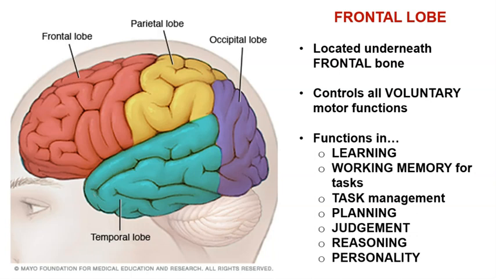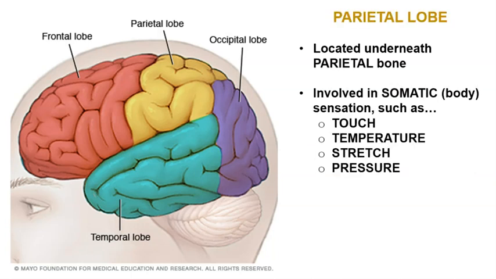The first four lobes of the cerebrum are superficial, and they are seen here. So they are named specifically for the cranial bones that are found superficial to these lobes. We'll first begin by examining the frontal lobe, and the frontal lobe functions to control all voluntary motor functions, which means that it controls all skeletal muscle movement. It's also involved in learning, working memory for tasks, as well as task management and planning, as well as judgment, reasoning, and personality.